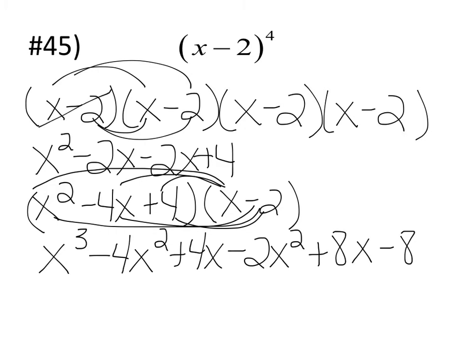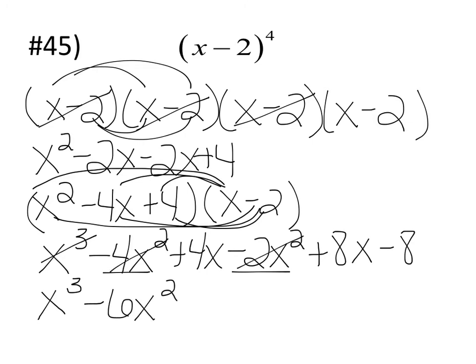So far we've taken care of this one, and this one. So let's combine our like terms here. We have an x cubed, negative 4x squared minus 2x squared is negative 6x squared. I was trying real hard to show you guys the answer there. And then you've got 4x plus 8x is 12x minus 8.